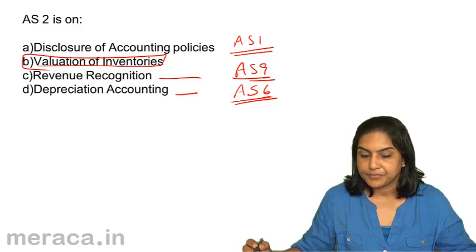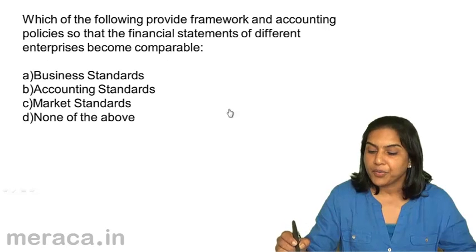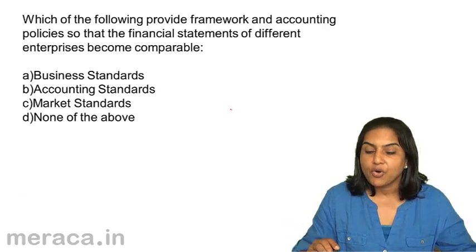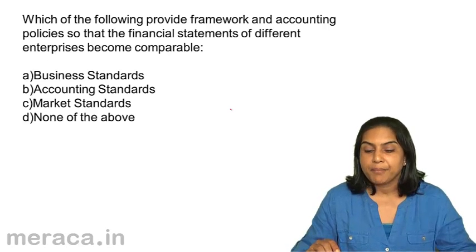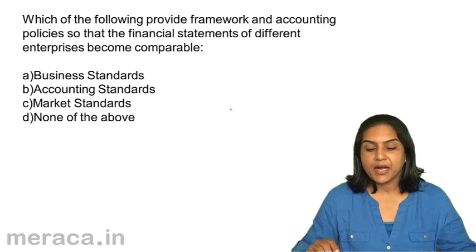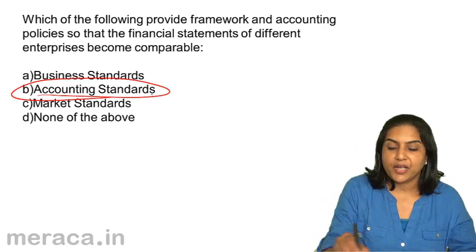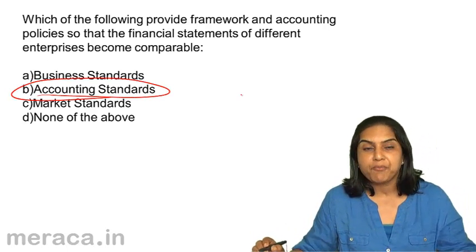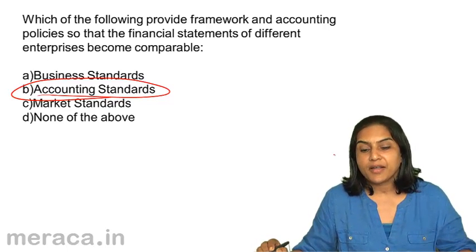Next, which of the following provide framework and accounting policies so that the financial statements of different enterprises become comparable? A. Business standards, B. Accounting standards, C. Market standards, and D. None of the above. Obviously, accounting standards provide the framework and accounting policies so that financial statements are comparable.